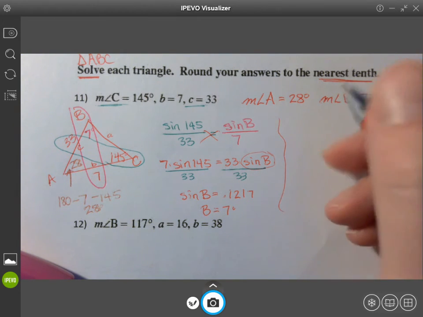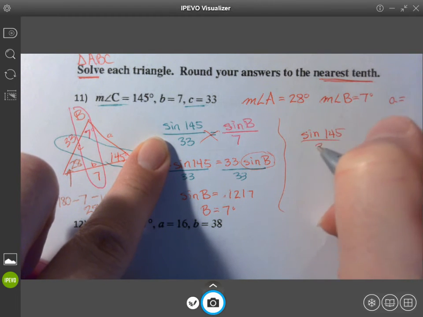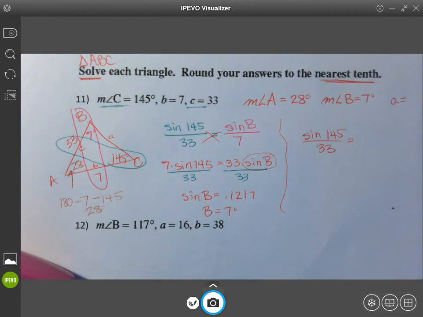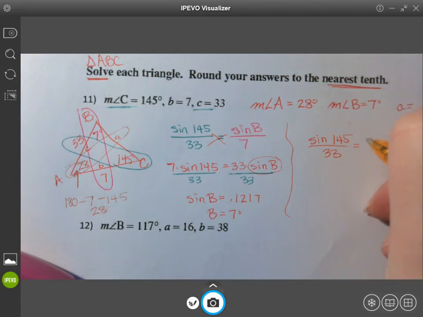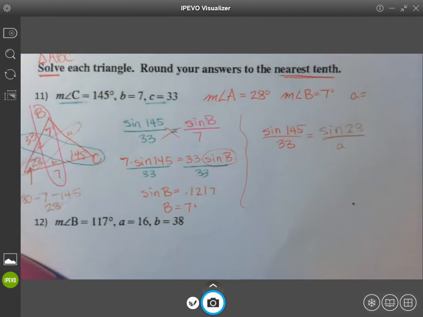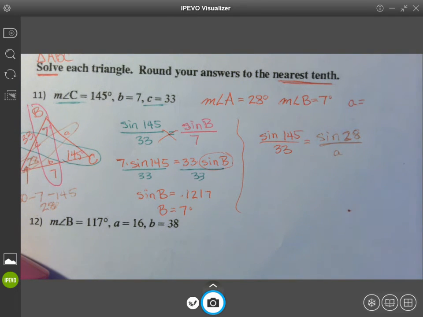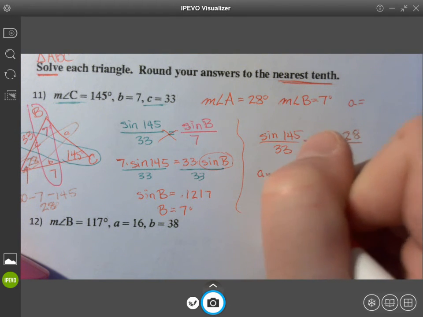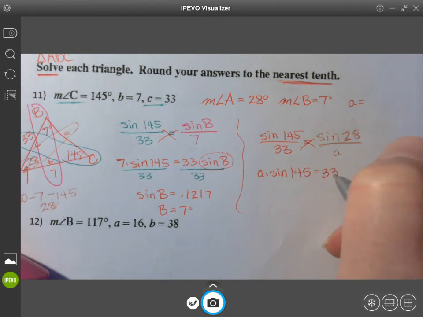Well, I'm going to have to do this again. So I'm going to use what I have. Sine 145 over 33. And I'm going to set that equal to side A, which is right here. And that would be sine of 28 over A. I hope you can read that. All right, so we are doing the same thing, but I'm not looking for an angle. I'm looking for a side. So let's cross multiply. A times sine 145 equals 33 times sine 28.